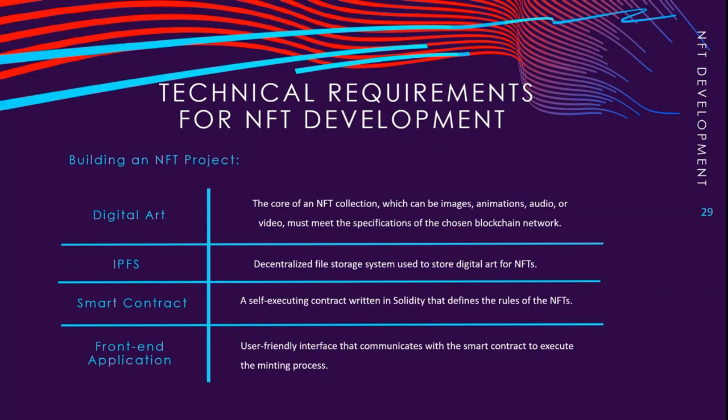Then we have the smart contract, which is the self-executing contract that defines the rules of the NFTs and their characteristics. For example, the total supply, the royalties, and the different functionalities to transfer or trade these NFTs. And finally, we have a front-end application. Most NFT projects have a user-friendly interface that allows users to connect their wallets and mint their NFTs, or select the digital art they want to sell, buy, interact with, or just view. This front-end application communicates with a smart contract and can trigger, for example, the minting transaction.